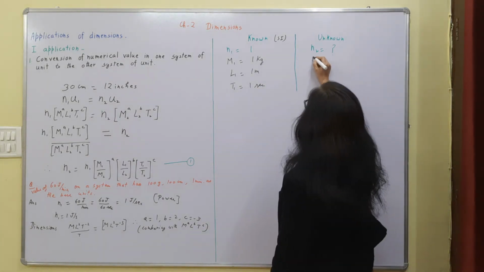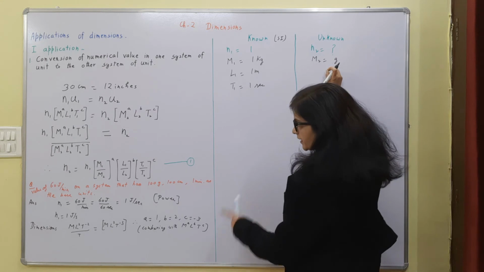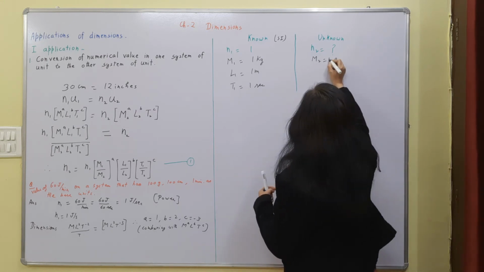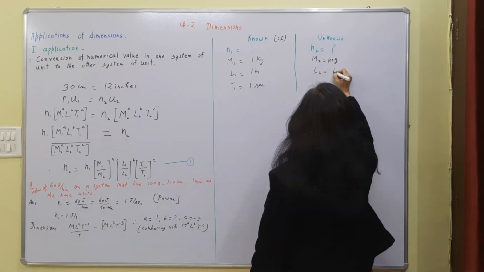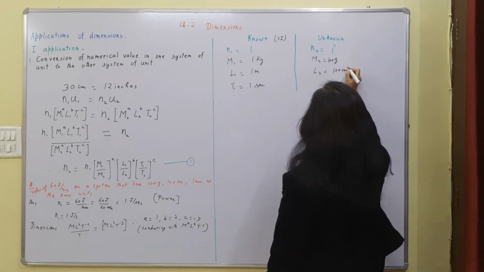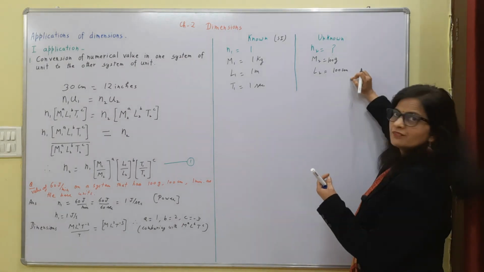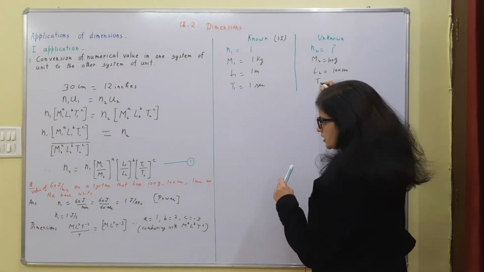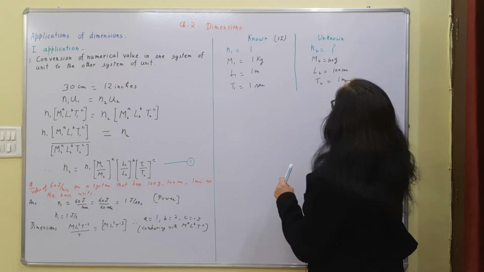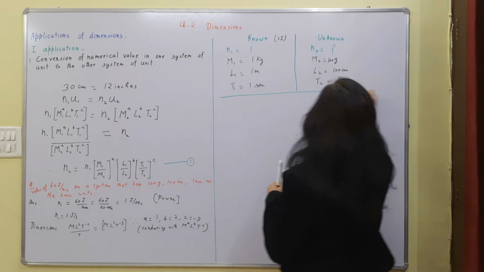Similarly, we can write M2 is equal to 1 gram. We don't know which system is this, but they are saying that it has base units 100 gram, right? L2 is 100 centimeter. Base unit they have given now, so we don't need to give it any name. They have already given that these are the fundamental units in that second system. So T2 is how much? 1 minute, right?